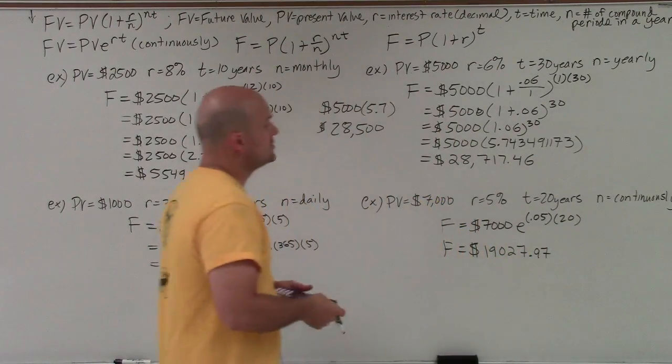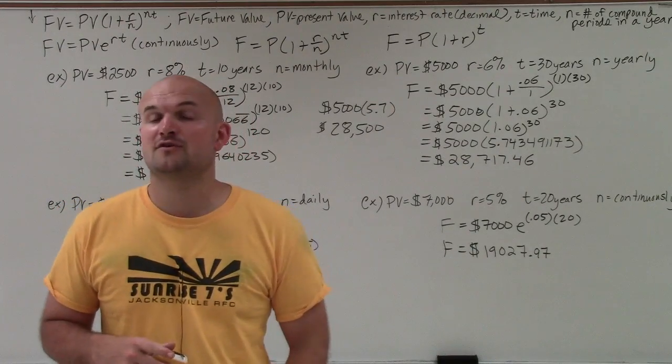19,027.97. So there you go, ladies and gentlemen. That is how you determine the final value for compound interest.